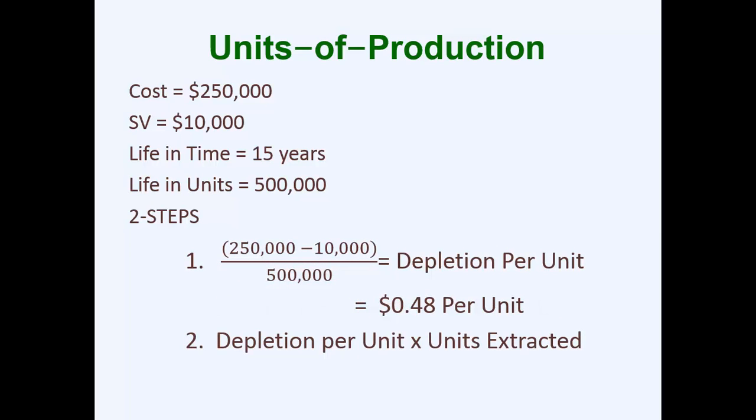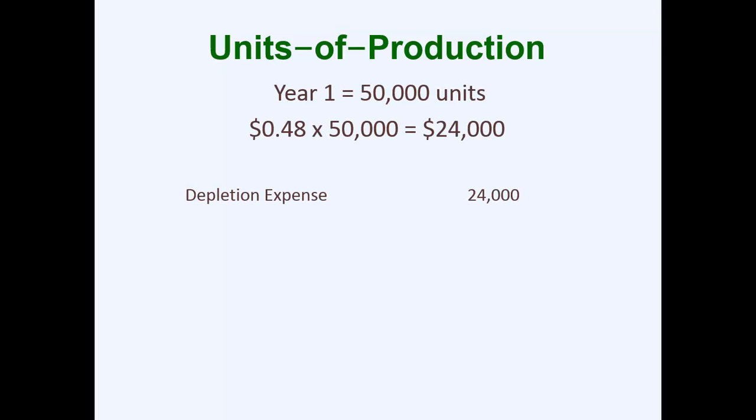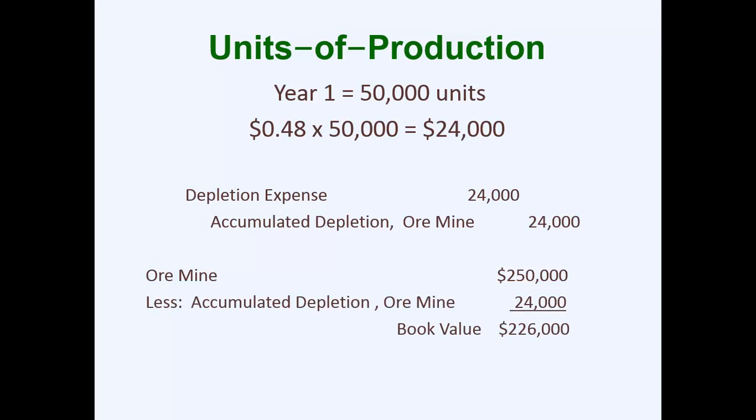Plugging in the numbers, there's your per unit 48 cents, and then you determine how much you actually extracted. Multiply that to get the actual depletion expense and accumulated depletion for the mine. And how does it look on the balance sheet? The historic cost is shown and the book value is shown.